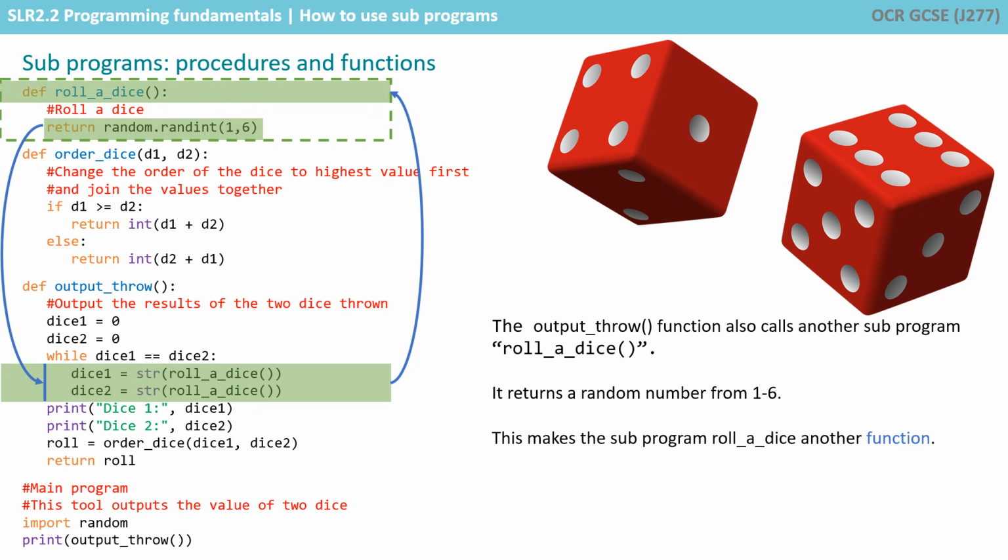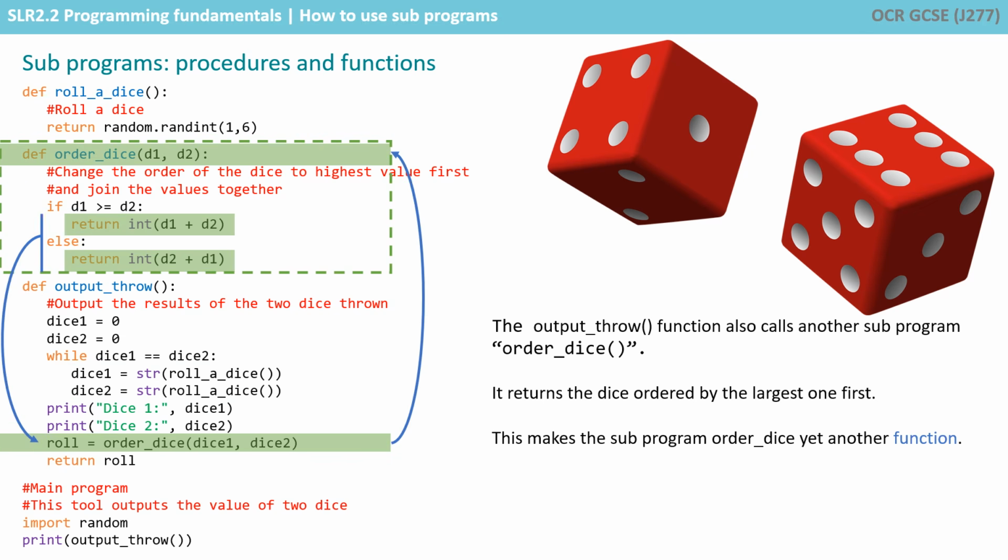You'll also notice that inside the function output throw, there's actually another function call to a subprogram roll a dice. And you can see that roll a dice returns a random number from 1 to 6. Now, this wasn't really necessary. We didn't really need to put a single line of code, random number 1 to 6, inside a separate function. But we've done it here to show you that there's nothing wrong with calling one subprogram from inside another. And again, because the subprogram returns a value, it's another example of a function and not a procedure.